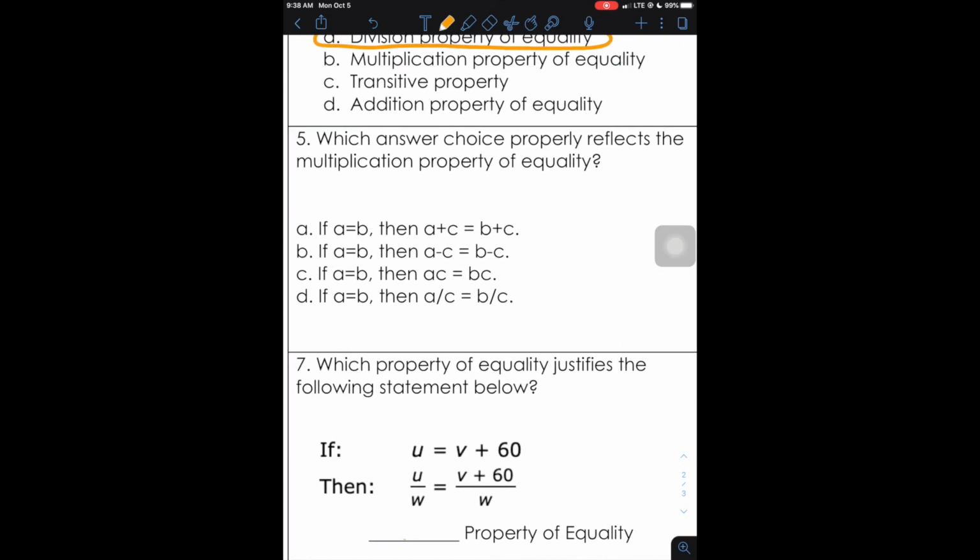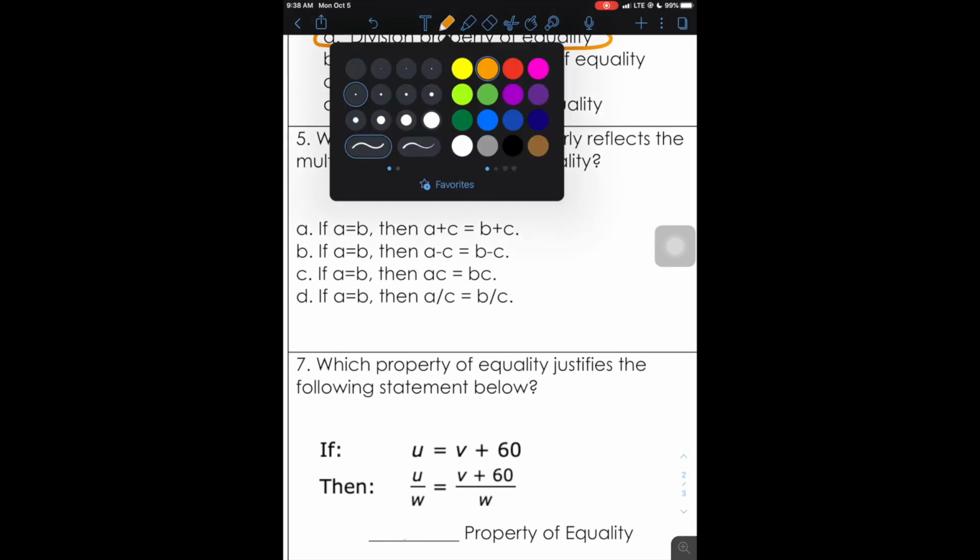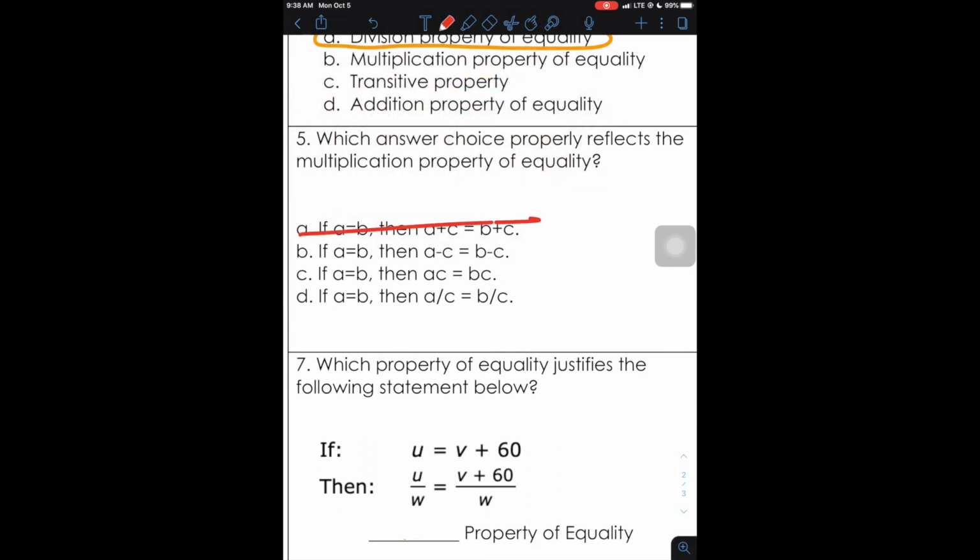Which answer choice properly reflects the multiplication property of equality? So what we really need to do, y'all, is just look for which answer choice is using multiplication. This right here looks like addition. No. That looks like subtraction. Now C is giving me the vibes. C looks like multiplication. So I'm going to keep C, but I'm going to just keep looking at my answer choices to see if there's something better.